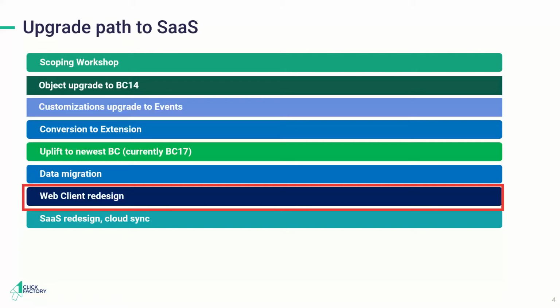And only then we uplift the extension to the newest Business Central version, do data migration, and you have an already upgraded solution with the data in it in the newest Business Central, and you can start doing a web client redesign for layouts, pages, and other limitations, which I'm going to explain in this workshop. And then you are ready to do a SaaS redesign, be ready for cloud sync and future technologies that Microsoft will bring.